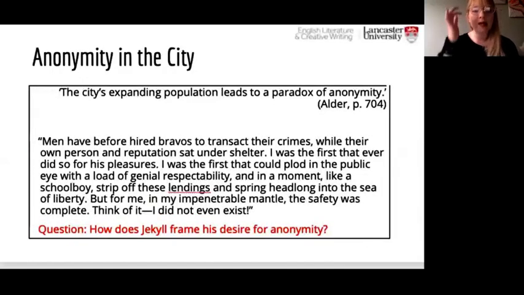Okay, so when you think about anonymity in the city, here is Jekyll justifying or explaining his reason for the creation of Hyde.